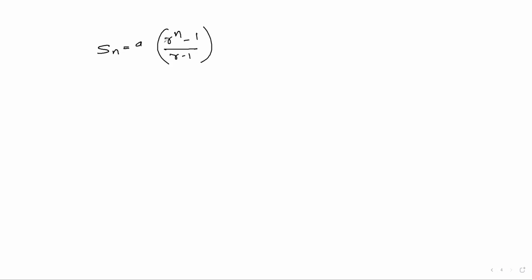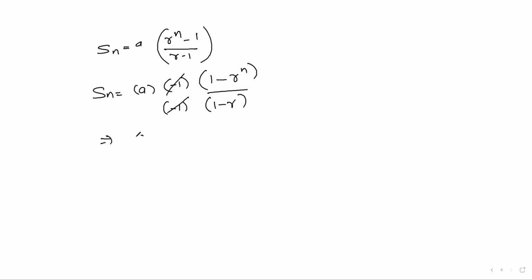Now take a negative common from the numerator. So a into minus 1, take common 1 minus r in, and take negative common from the denominator 1 minus r. This will cancel out. So Sn is equal to a into, we get this formula. Is this correct? Yes sir. What happens when this r is less than 1?